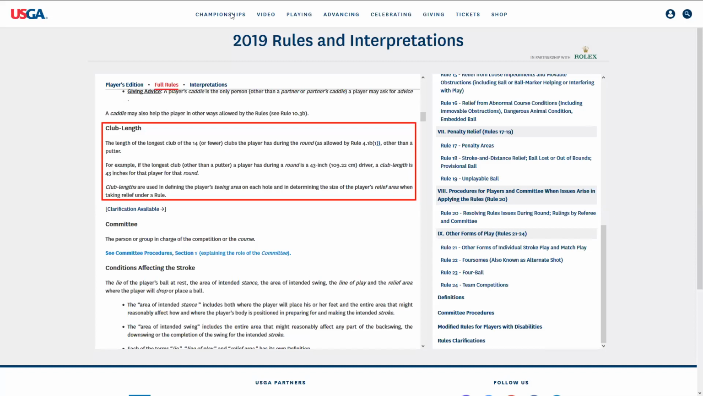Drop. Next page. To hold the ball and let it go so that it falls through the air with the intent for the ball to be in play. If a player lets go of a ball without intending it to be in play, the ball has not been dropped and is not in play. Each relief rule identifies a specific relief area where the ball must be dropped and come to rest.